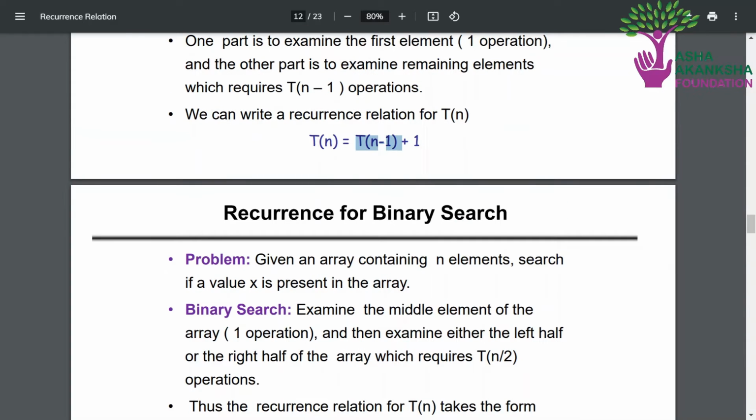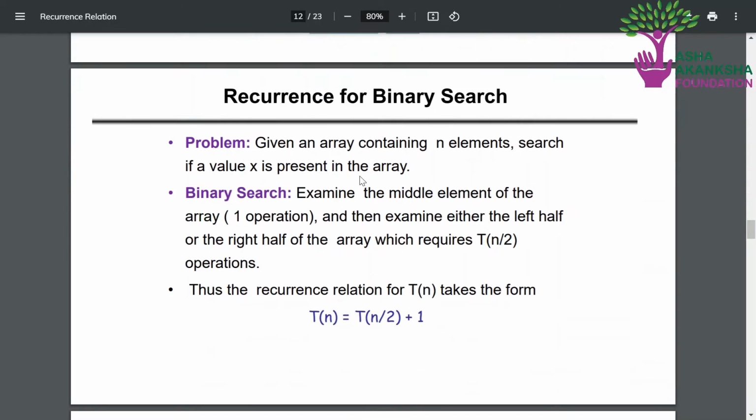We have solved this recurrence relation previously in the factorial question, so you can pause the video and go to the previous lecture and search for it.